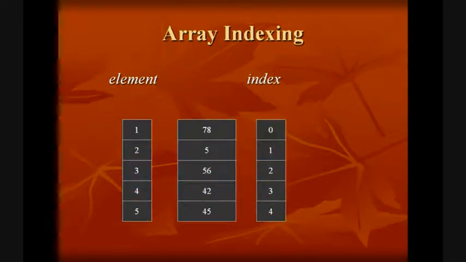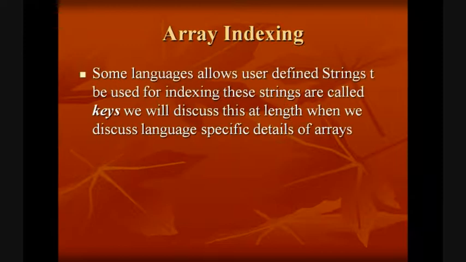This is a diagrammatic explanation of the element and its index in zero-based indexing. Some languages allow user-defined strings to be used for indexing. These strings are called keys. We will discuss this at length when we discuss language-specific details of arrays.